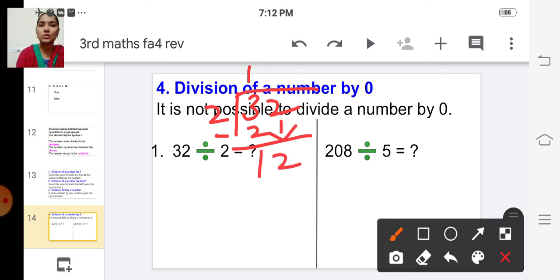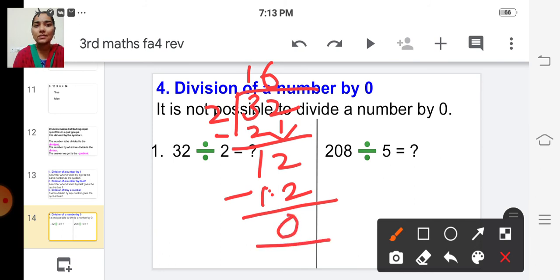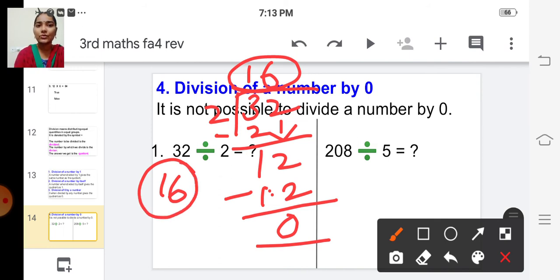So how many times will 2 go in 12? Exactly 6 times. 2 sixes are 12. So write 6 in the quotient and 12 here, and subtract, 12 minus 12 is 0. So the answer is 16. 32 divided by 2 is equal to 16.